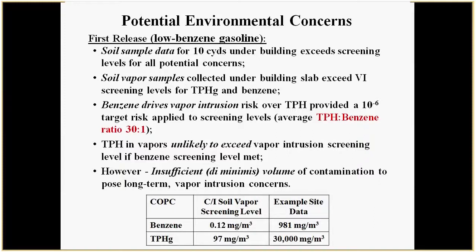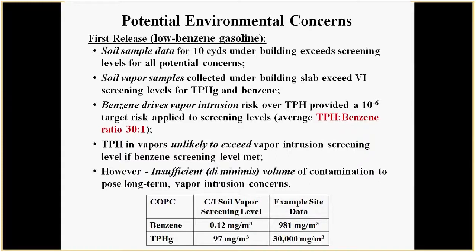The issue here is that just means TPH in vapors is unlikely to exceed vapor intrusion screening levels once you meet benzene levels. However, if you look at the mass balance issues with this, there's insufficient volume of contamination to pose long-term vapor intrusion concerns at this site. It's only 10 cubic yards of soil, only a few cups of gasoline or a gallon of gasoline or something left. So we would refer to this as de minimis contamination in our office and just manage the soil in place. And you can see some example screening levels and data for benzene and gasoline at the site.